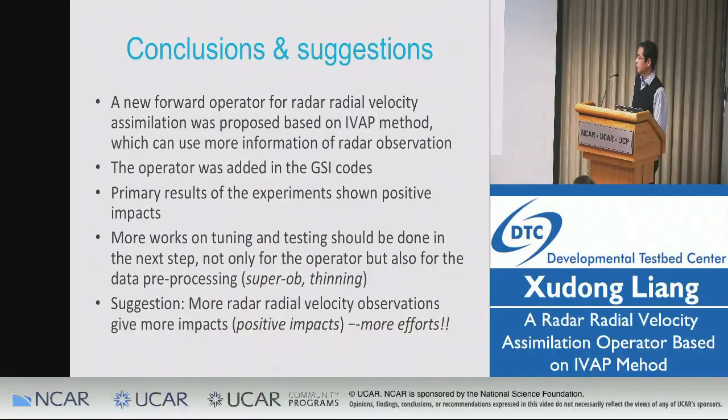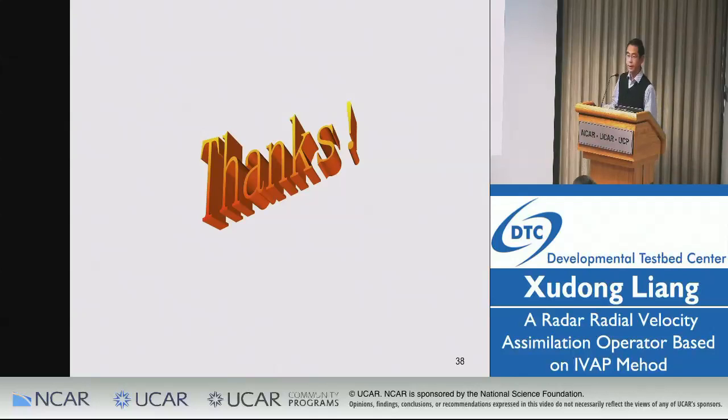But we should do some more research on tuning the operator, and also tuning the preprocessor. We know that if we use this operator, we should use more observations. But generally, there are superobbing and thinning procedures in the preprocessor, and we should tune that. After this experiment, we suggest that we can put more effort on radar velocity assimilation. It has more positive impact if we do some more research on it. So it's hopeful for us to use more radial velocity in our numerical model. So that's what we are doing here. Thank you.